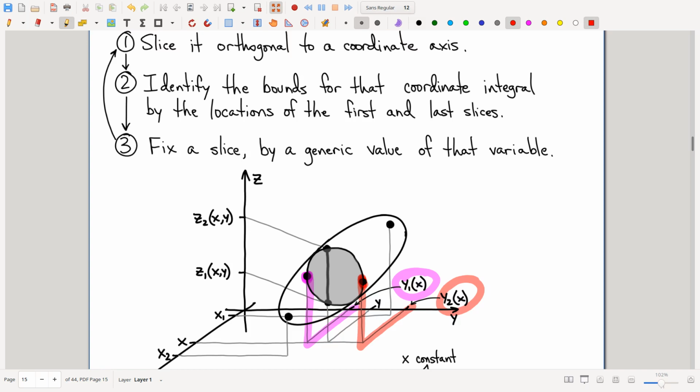Okay, so y1 and y2, right? We have a lower bound for y and an upper bound for y, and as it says here, once you've determined those lower and upper bounds, we again fix a slice. So now I'm going to take x as being fixed, and now also y is fixed. That means we're looking only at this little line segment, this y slice of that x slice. And now we move on again to the third variable.